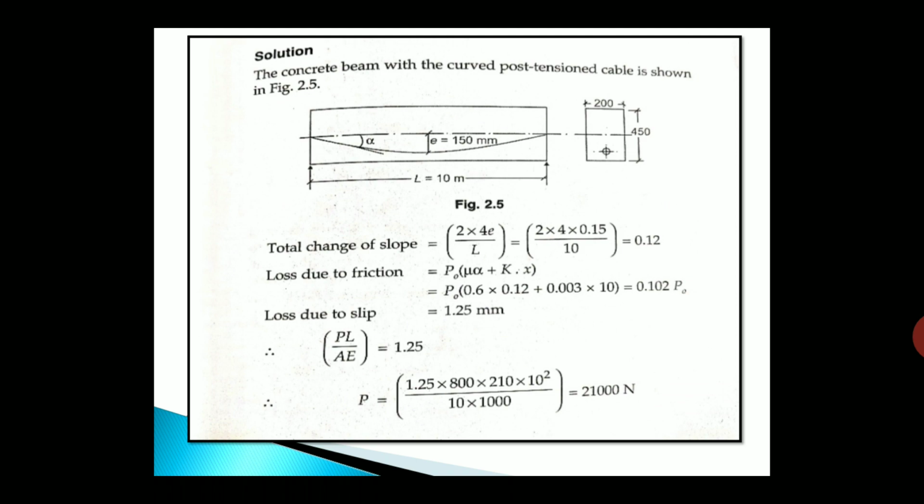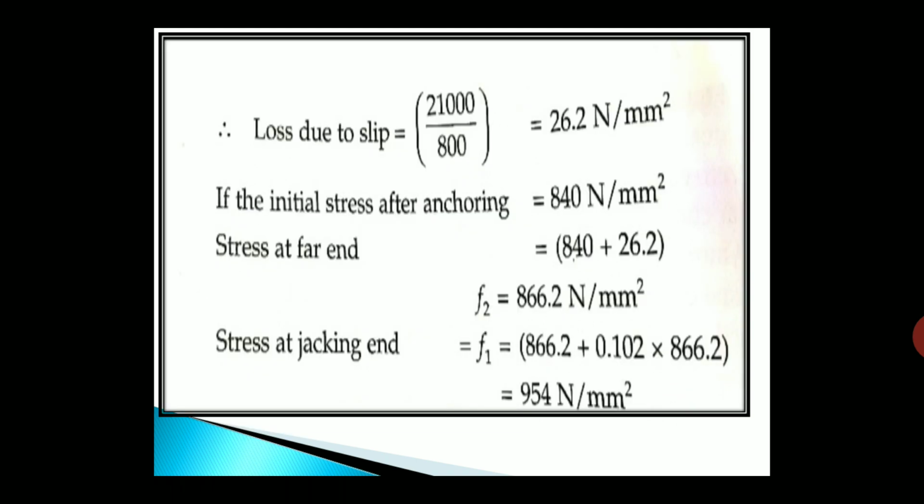At that time we did not know the value of P0. P0 is nothing but your F2, which is the stress at the far end, which will undergo frictional loss. So the most important thing here to understand is what is F2. F2 is the stress at the far end. F1 is the stress at the jacking end.